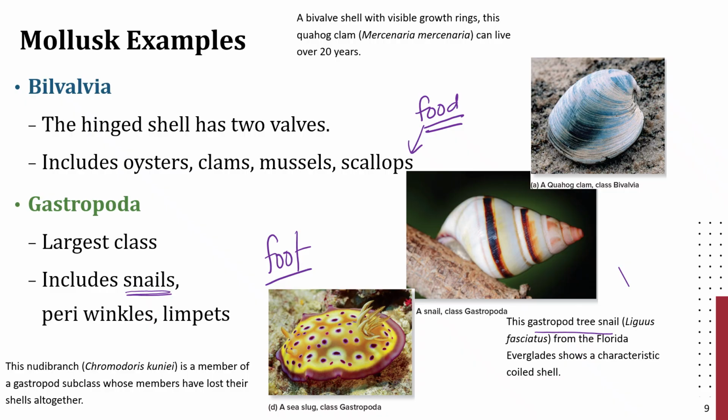I think it would be a great idea to look up periwinkles and limpets just so you can get an idea of what they look like. And again, I would kind of think of a snail as your sort of normal mollusk. But in our lab, we'll see a couple of different shells and things like that that come from these organisms.